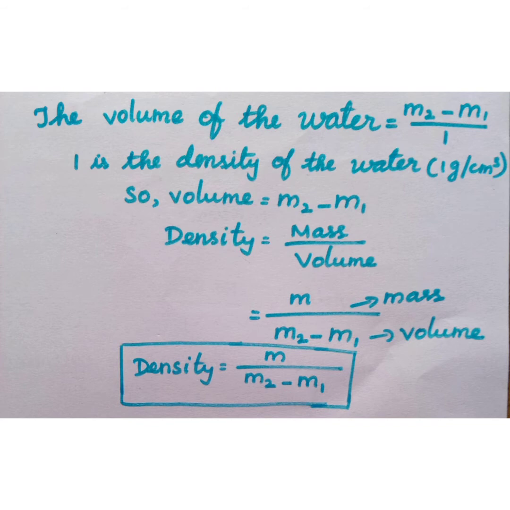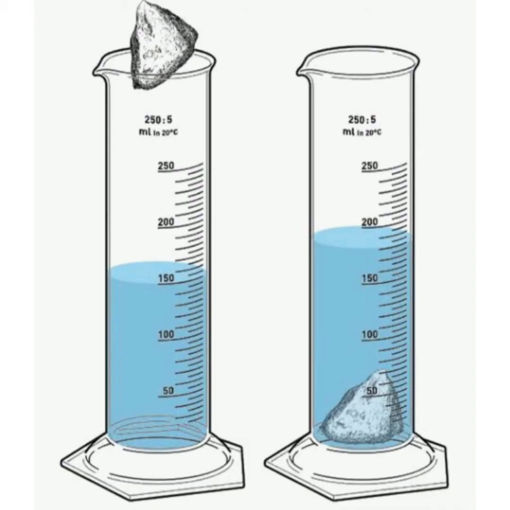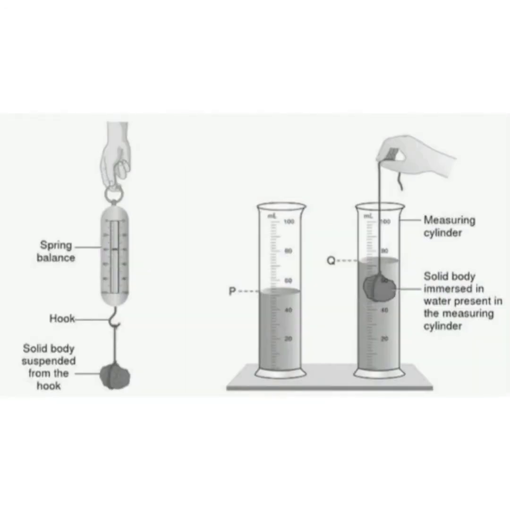This is the formula to measure the density of an irregular solid using a Eureka can. You should know this formula. Next, we can find the density of irregular solids with the help of a graduated measuring cylinder.